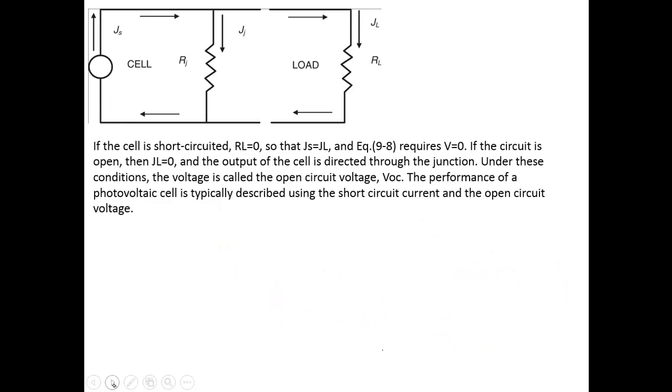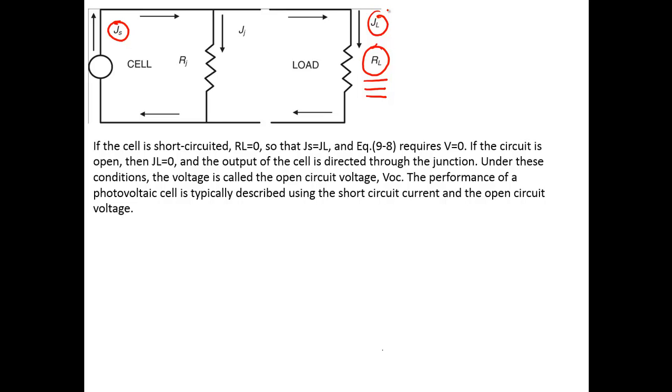If the cell is short-circuited, that means that the resistance for the load is 0. Again, this side of the photovoltaic cell circuit would be the actual electric work that's being done. So if there is no resistance, that means that the short circuit current would be equal to the load current. And that requires the voltage to be 0.